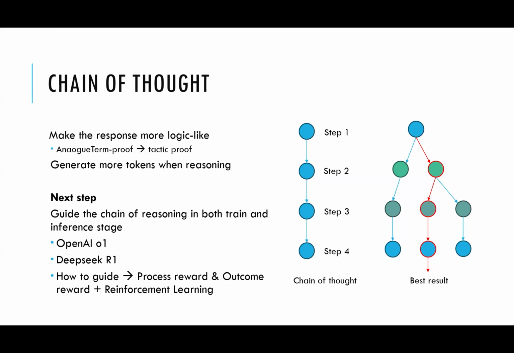There are two kinds of guidance for how R1 and O1 models achieve this kind of tree search. The first one is what O1 does: for each step, we give it a heuristic. We tell it which step is good, and from the options at each step, we finally get the best result. But the drawback of this method is that it's computationally expensive, because in each step we need another model to monitor whether this step is good.